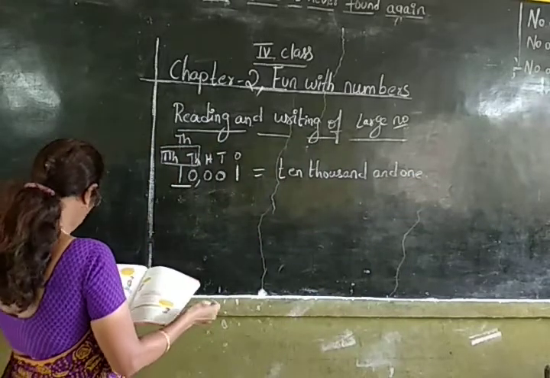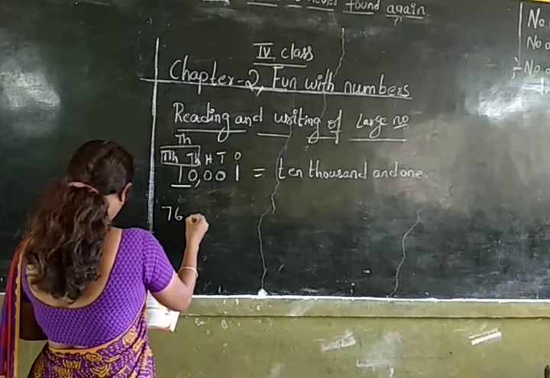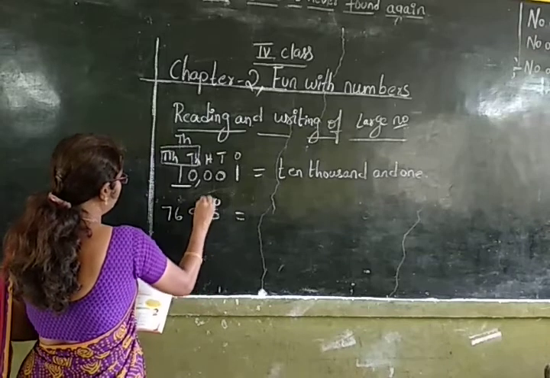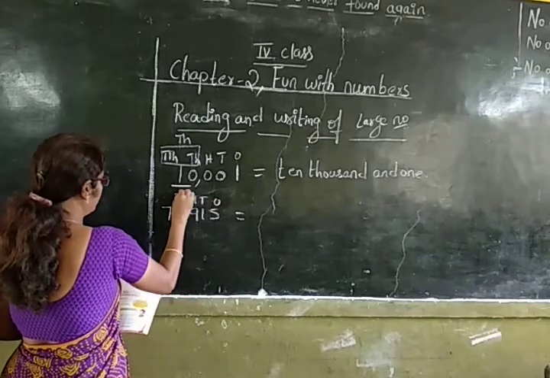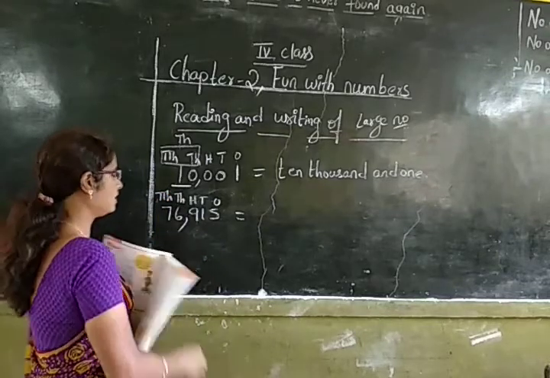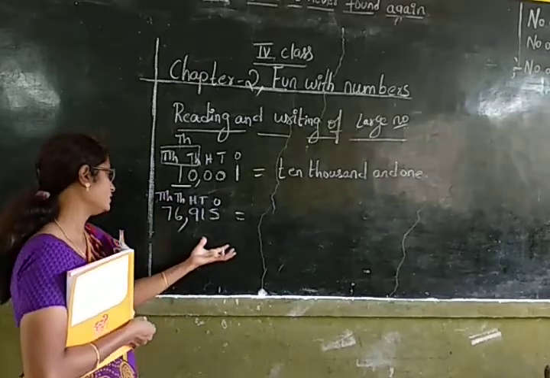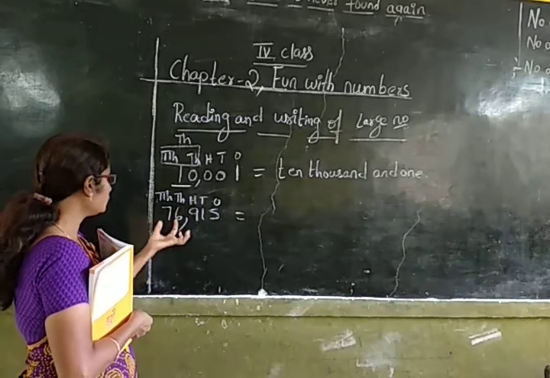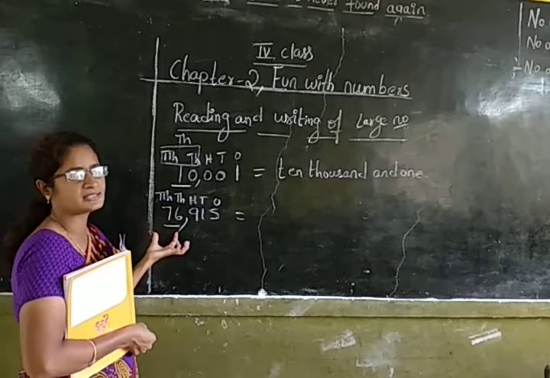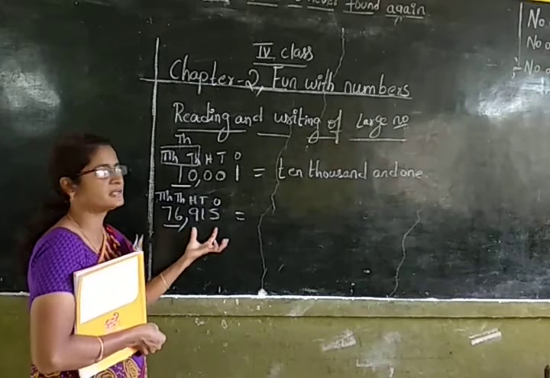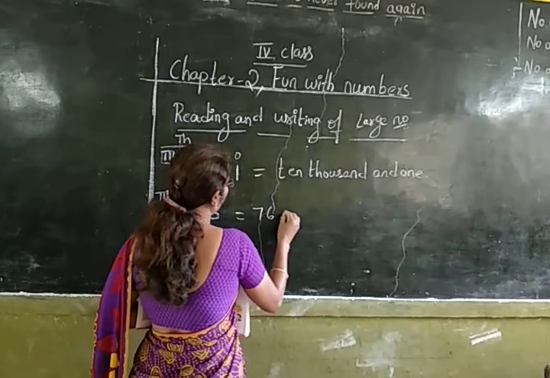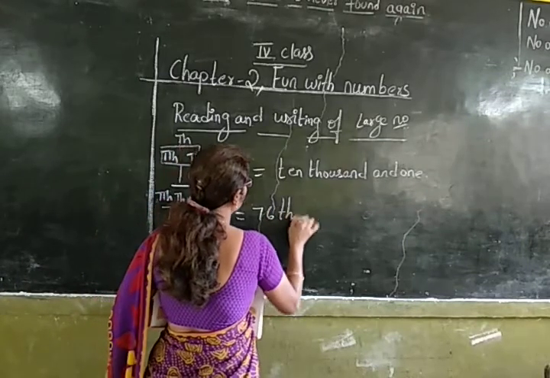Let us take one more example. First you have to write the number and then you have to write the places. You have to place the comma after hundreds place. Now 76 is in thousands period. So you have to read it as 76,915.